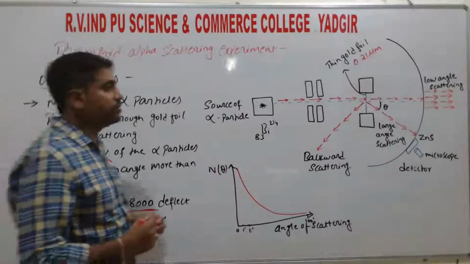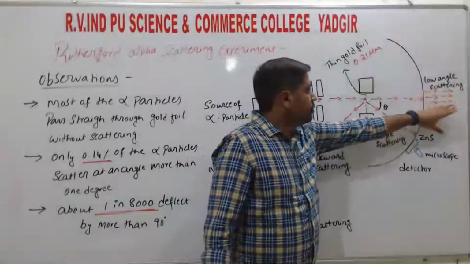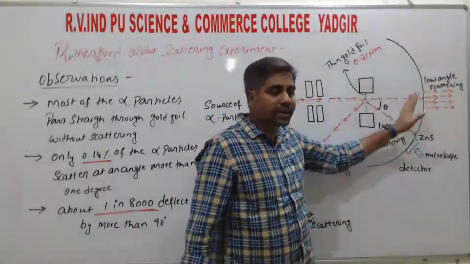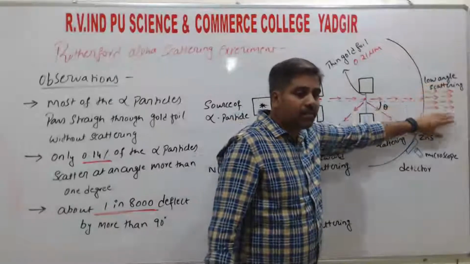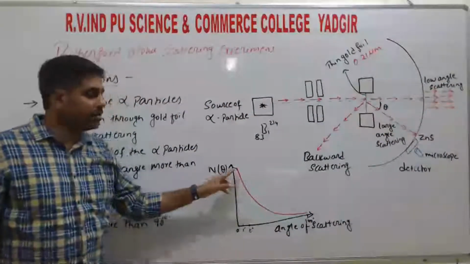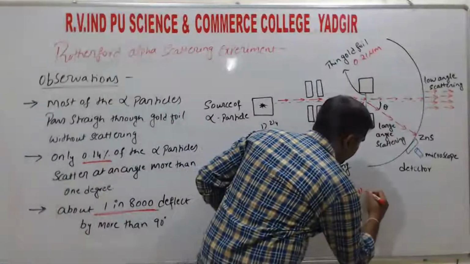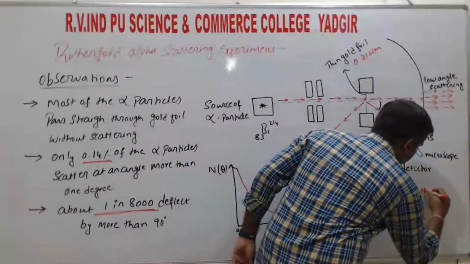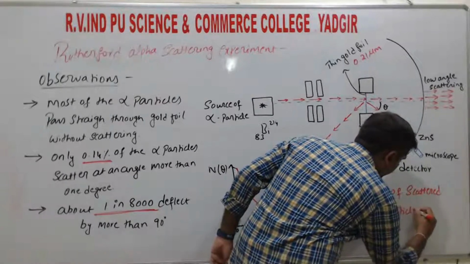So the first observation is that most of the alpha particles go straight without scattering, that is, for theta equal to 0 degrees we are getting the maximum number of scattered alpha particles. Hence for that reason we are getting N of theta, where N of theta is the number of scattered alpha particles.